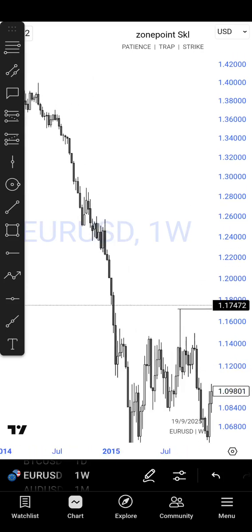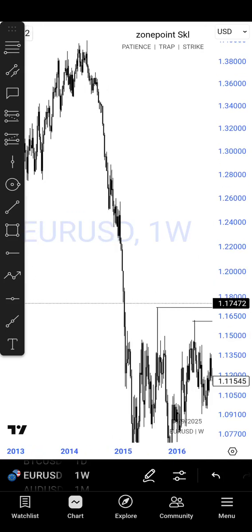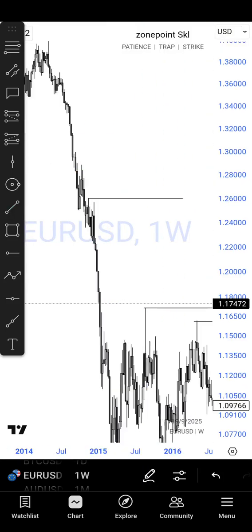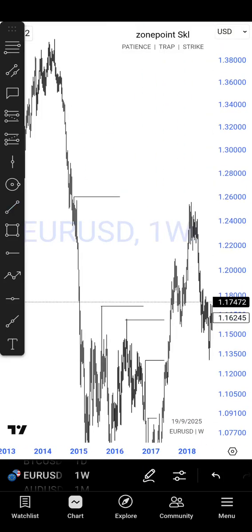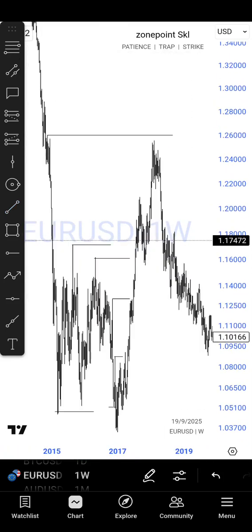And you can all agree with me. This is a range here too. A range here. But price did not do what? Take out this range. We already took out all this range. Sorry guys.